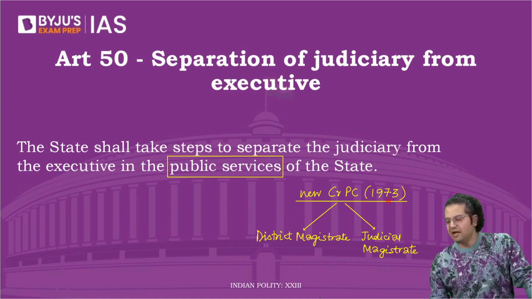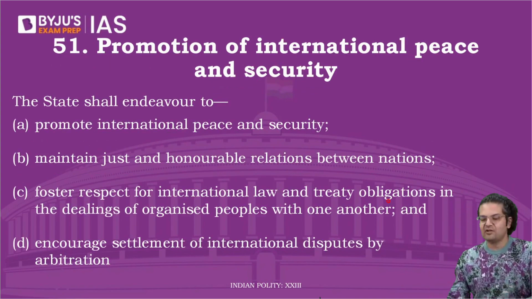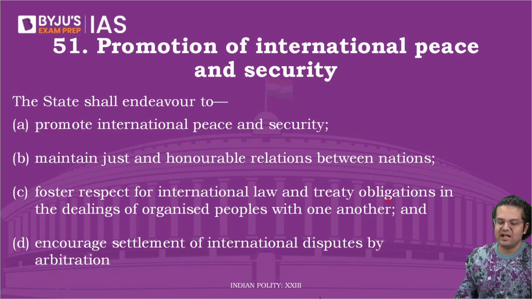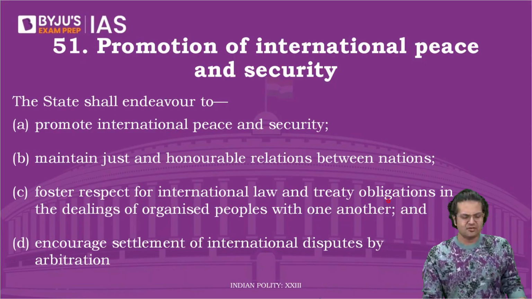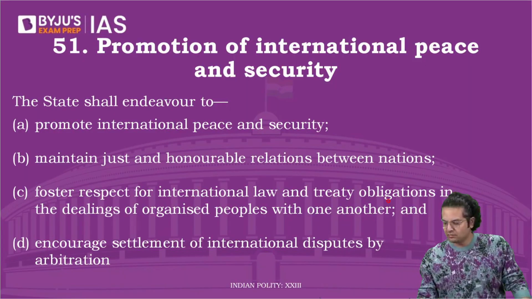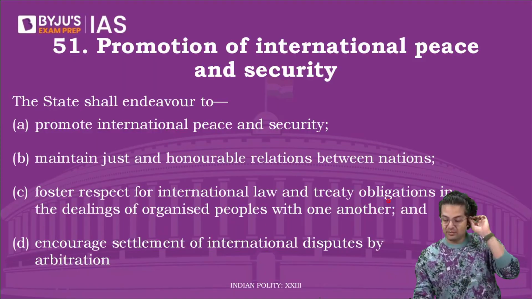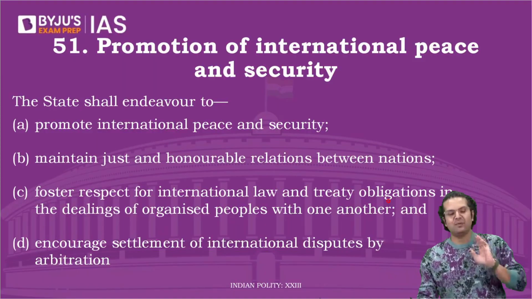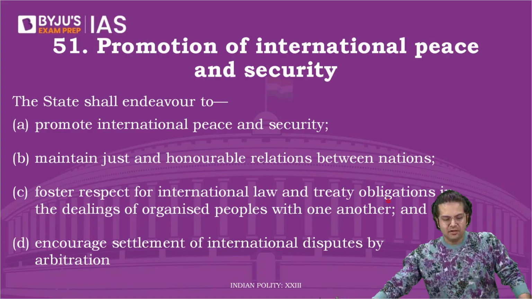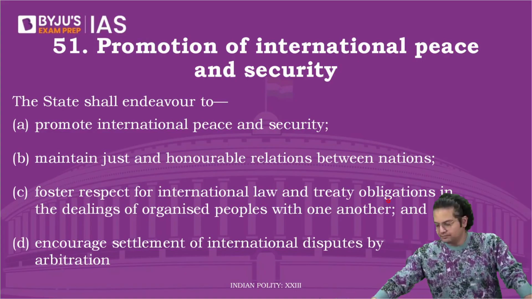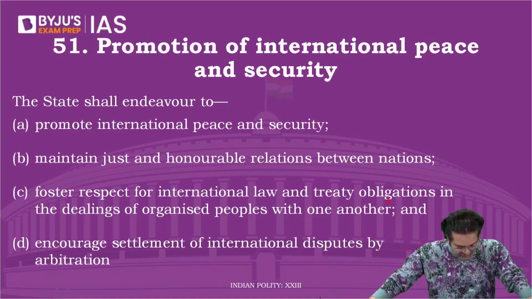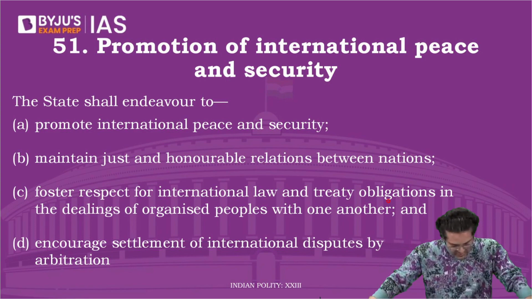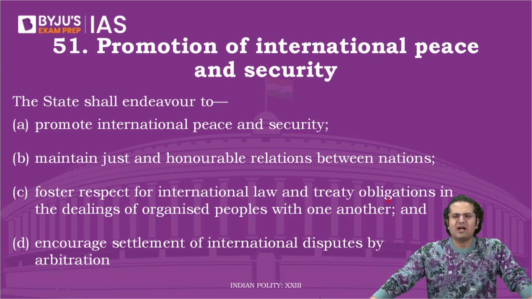Okay, and lastly, Article 51, promotion of international peace and security. The state shall endeavor to promote international peace and security, maintaining just and honorable relations, fostering respect for international law, etc. Encouraging settlement of international disputes through arbitration, peaceful resolution of disputes. Done. You don't need to mug up all these DPSPs. It is not possible to mug up all these DPSPs. But you may remember those which are important and you can use them in your answers.